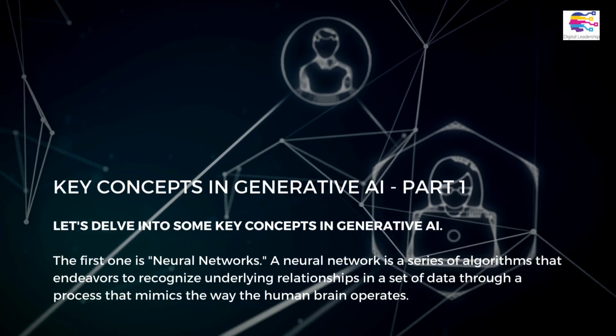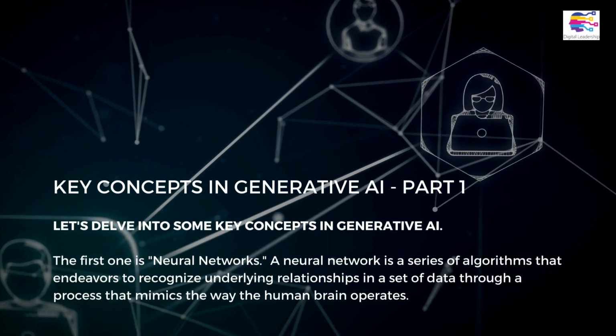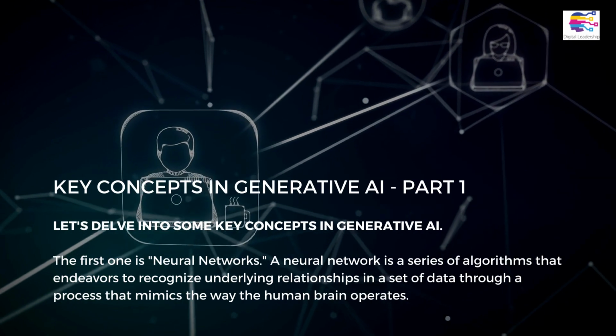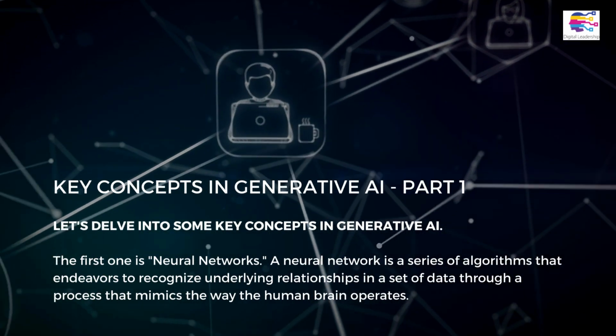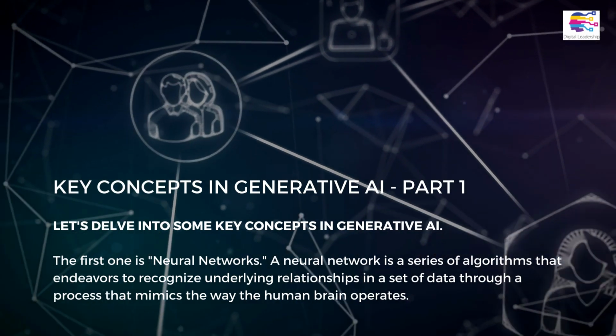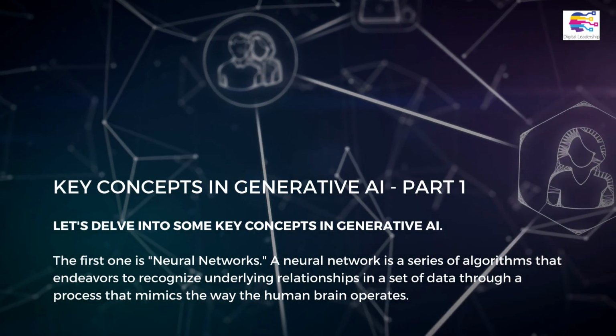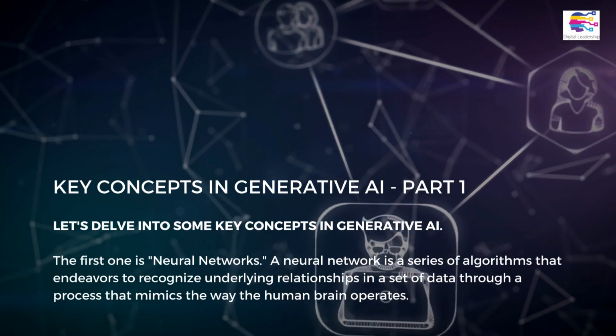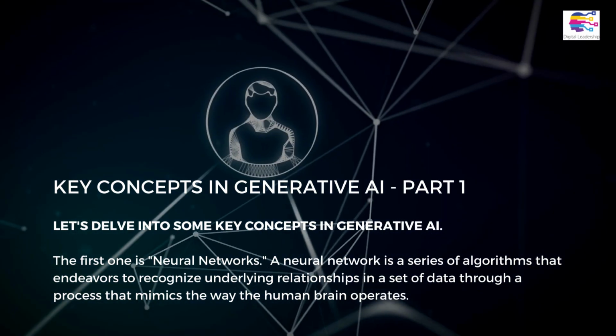Key concepts in generative AI, Part 1. Let's delve into some key concepts in generative AI. The first one is neural networks. A neural network is a series of algorithms that endeavors to recognize underlying relationships in a set of data through a process that mimics the way the human brain operates.